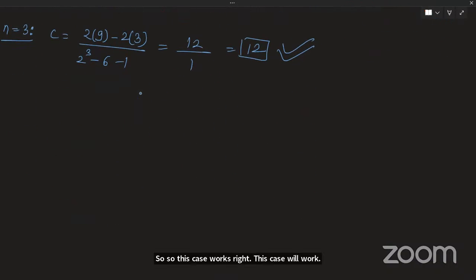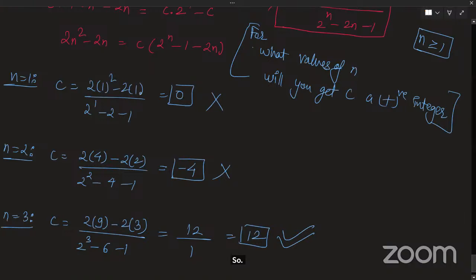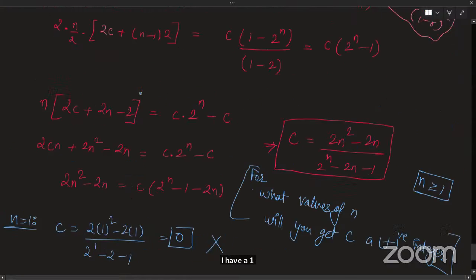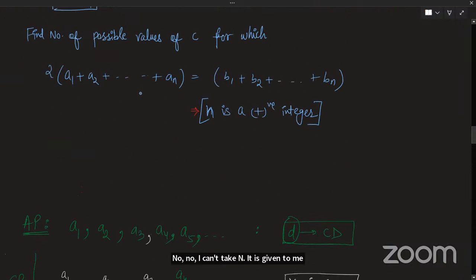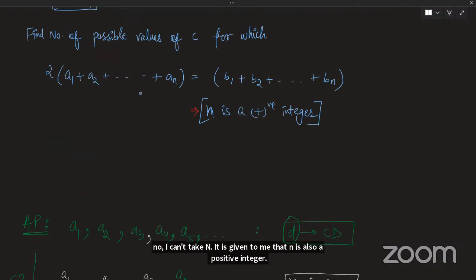Now can I try n equal to minus 1? No, I can't take that. It is given to me that n is also a positive integer. Again, go back to the question and read the last line of the question. N is a positive integer. See, it is given to me.